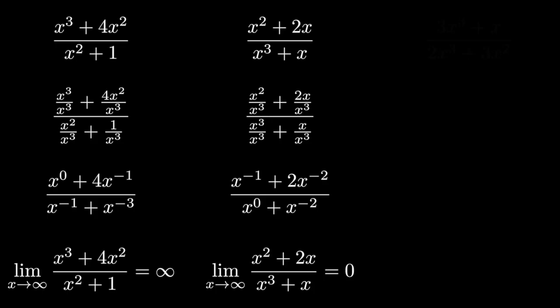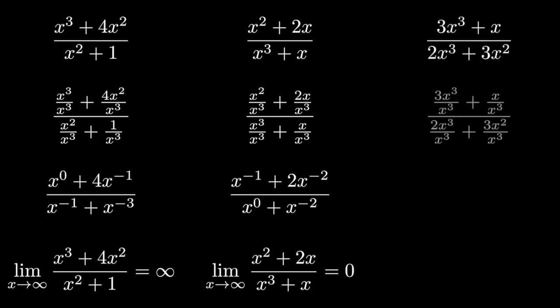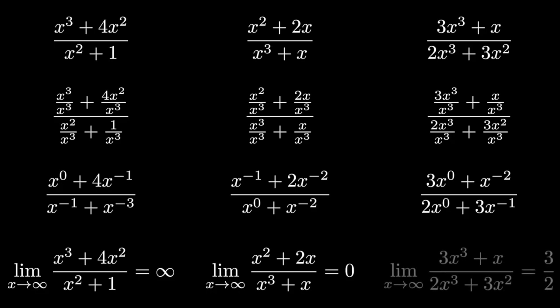Now let's take a look at the third case, where both the numerator and denominator have the highest power of x, 3. So we again divide the numerator and denominator by x cubed. So we have the highest power of x now, x to the power 0, in both the denominator and the numerator. So we can take the coefficients of x to the power 0 and divide the coefficient of the numerator by the coefficient of the denominator, and that is our limit. So the limit of this function as x approaches infinity is 3 by 2.